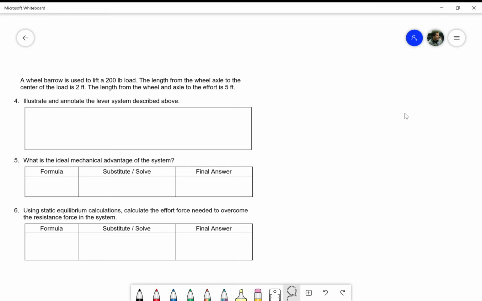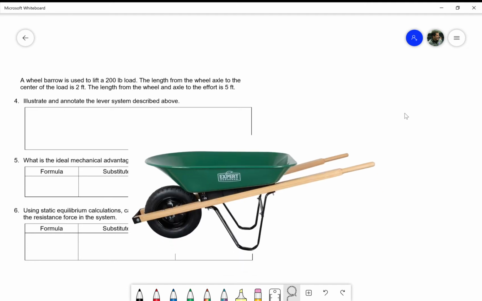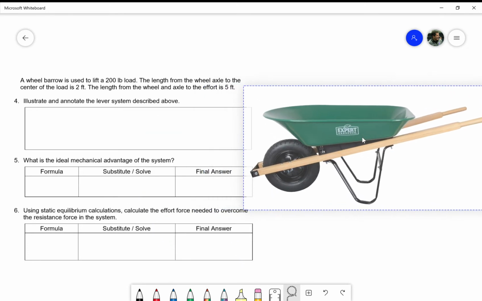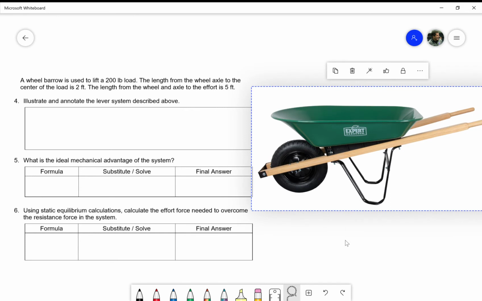So let me see if I can draw a good wheelbarrow. I'm not the best at it, but let's see. Oh, there we go. Well, so embarrassing. Hopefully that's a good enough drawing for you.